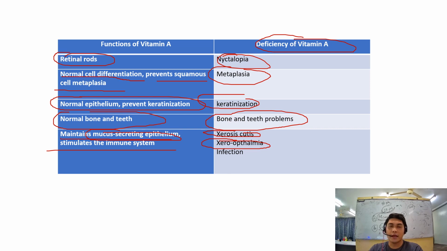And vitamin A is important in the stimulation of the immune system. So if you have vitamin A deficiency, you're prone to infection.